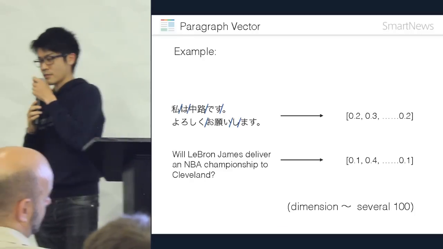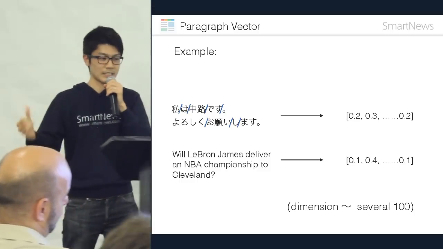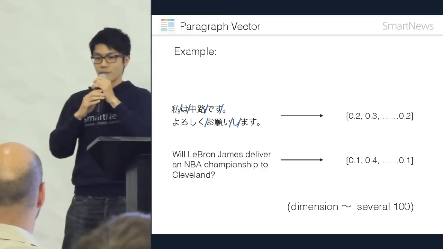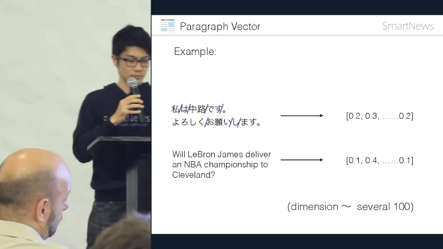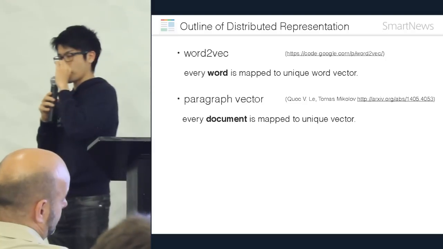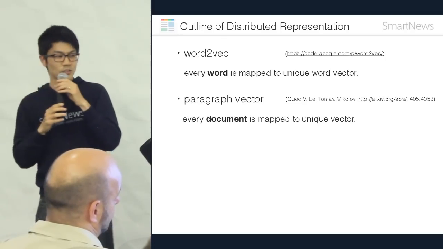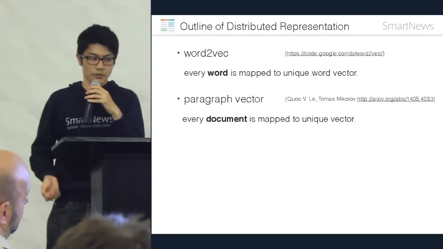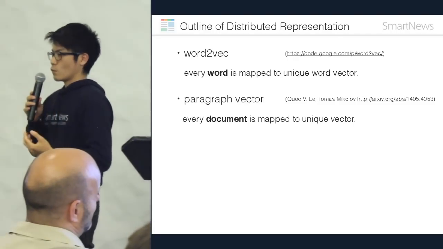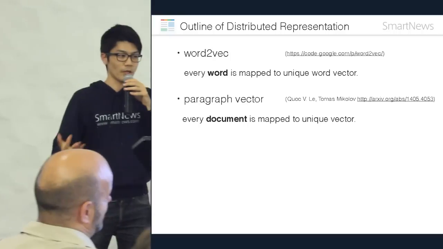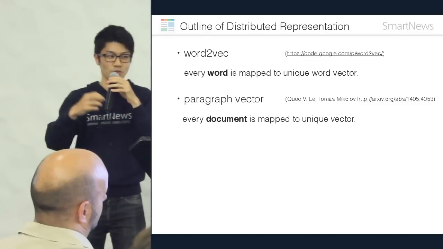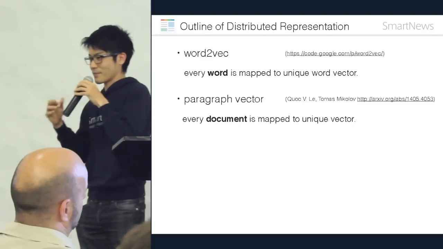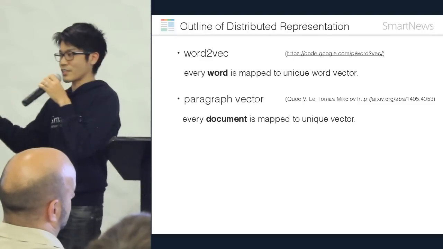The example is like that. Every document is mapped into a dense vector of several hundred dimensions. Because paragraph vector is an extended Word2Vec model, let me first introduce Word2Vec, and after that I will talk about paragraph vector. When we use the Word2Vec model, every word is mapped into a unique dense word vector. In the paragraph vector case, as I told you, every document is mapped into a unique vector.